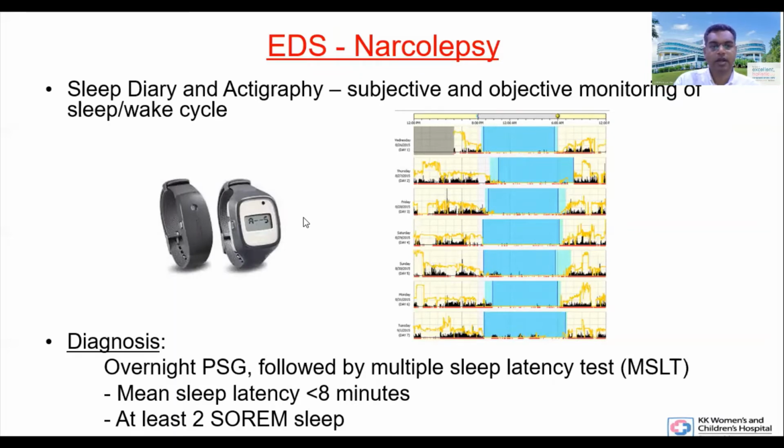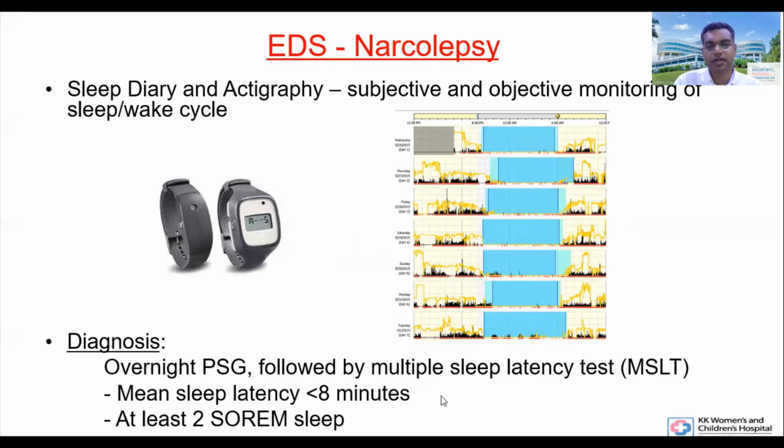There shouldn't be any ambient light. If the opposite is true, then it is reflecting wakefulness. If you see any ambient light and more movement during the sleeping hours, it means the child is actually awake. So this gives an objective monitoring of the sleep-wake cycle along with the sleep diary. Once you know that they have good sleep hygiene and are sleeping during the night, if they still have excessive daytime sleepiness, then we perform an overnight sleep study followed by a multiple sleep latency test.